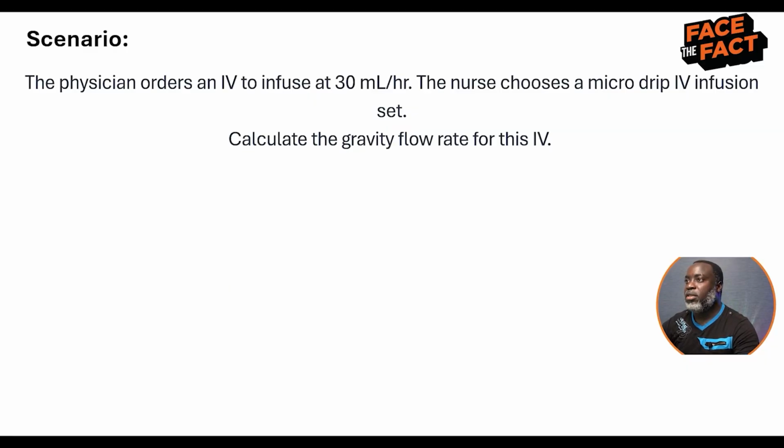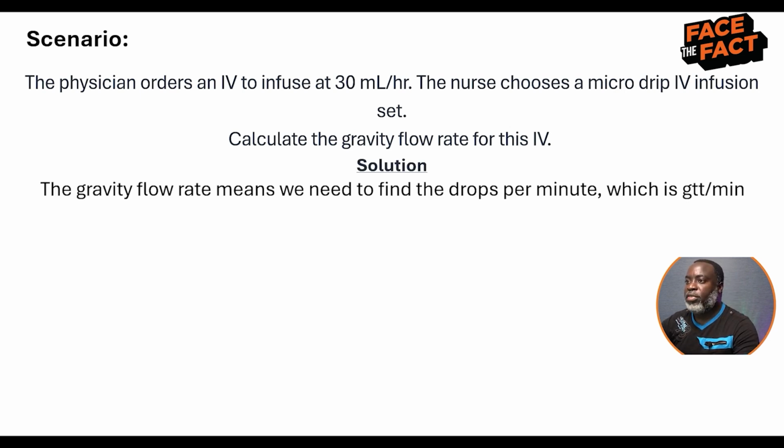Now that I've described what I'm about to do, let's consider a certain scenario to learn more about it. The physician orders an IV to infuse at 30 milliliters per hour. The nurse chooses a micro drip IV infusion set. Calculate the gravity flow rate for this IV. So this is like you have gone to a hospital and the doctor prescribed a medication for the nurse to give to you through an IV line. There is no IV pump. So let's see how the nurse will calculate the rate at which he or she should administer the medication to you.